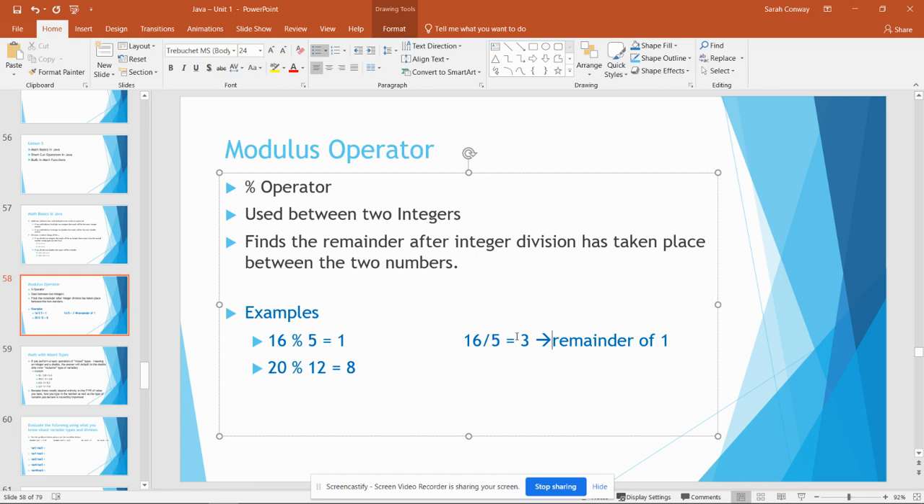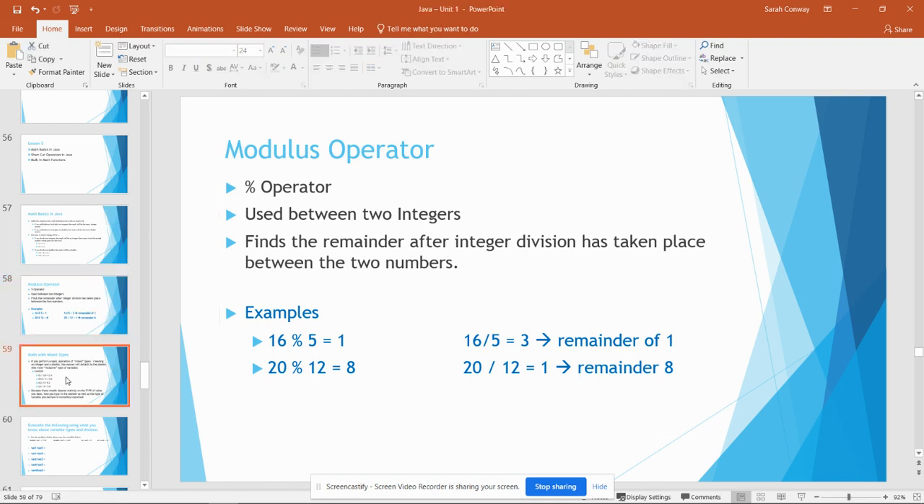16, you're finding that remainder after the integer division has taken place. Same thing here, 20 divided by 12 using integer division is going to be 1. 12 goes into 20 1 complete time, but there is a remainder of 8 left over because we have to get all the way up to 20. So just kind of keeping in mind what the modulus operator does, it works hand in hand with integer division. So you wouldn't use the modulus operator with a double because you wouldn't be looking for a remainder after division, because a double can give you a double answer that contains a decimal.